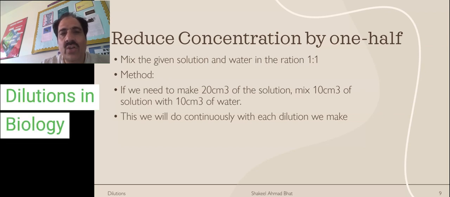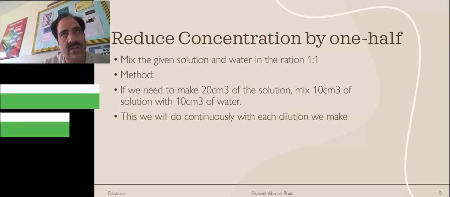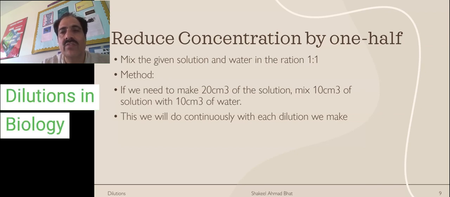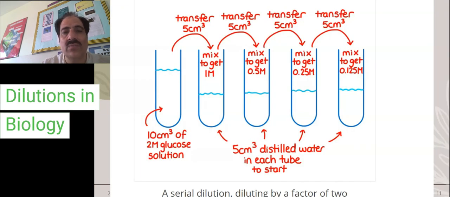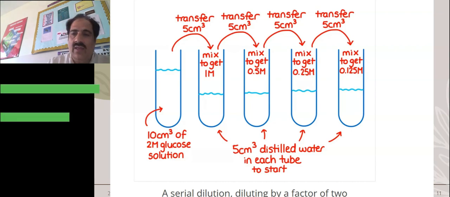For example, if we need to make 20 centimeter cube of the solution, we'll take 10 centimeter cube of solution and then we will add 10 centimeter cube of water to it. This will become 20 centimeter cube of the solution with half the concentration. And with each concentration, we will do the same thing till we get the concentrations which are half of it. Like here, we have shown it here.